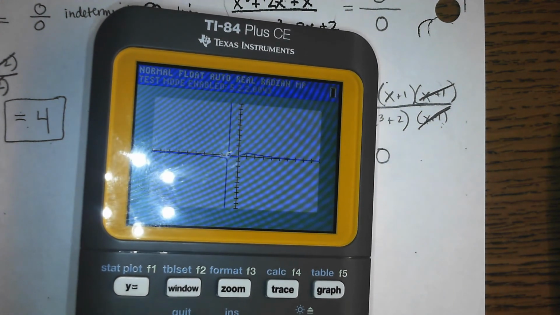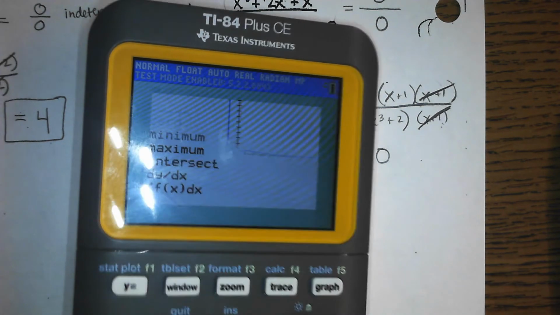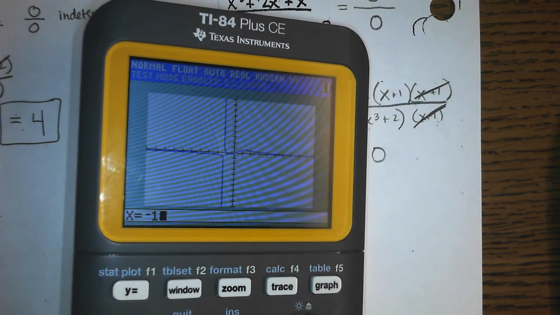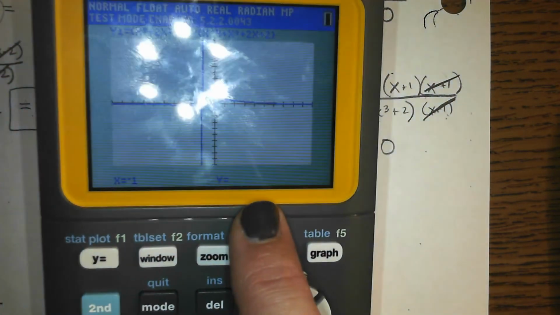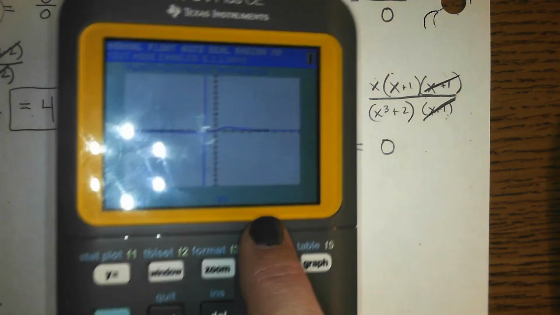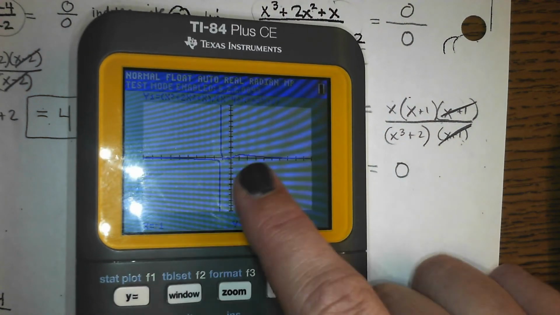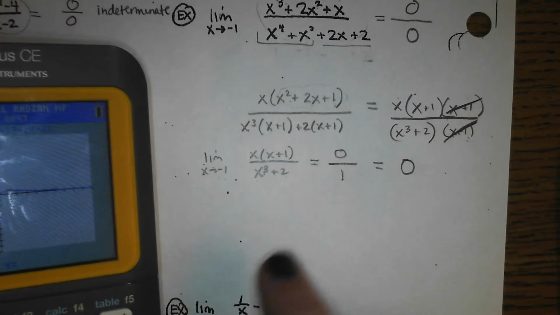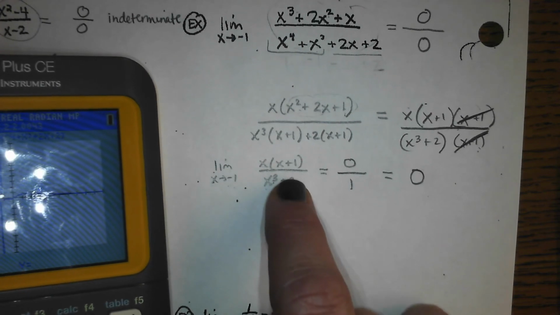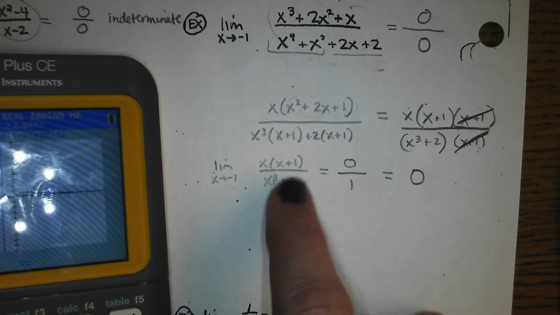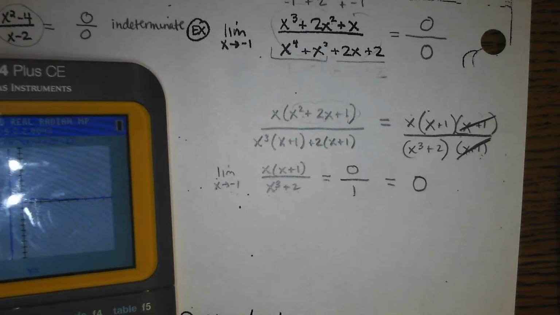Unfortunately, I'm not going to be able to hit second trace and plug in a value of -1 because there's a hole there. It's going to come up empty. You can't see it, but I can see it. Y equals nothing there. If you wanted to see that same graph, understanding that there is a hole, you could graph that version of it and do second trace -1, because this one does have a function value of 0 at -1.